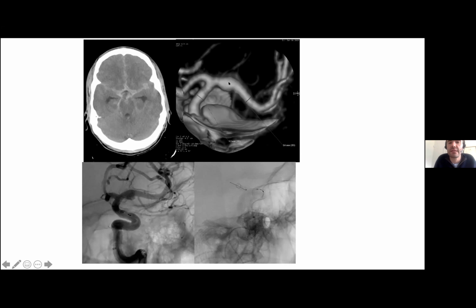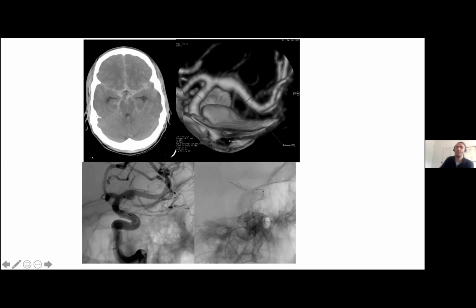If this was a classic MCA saccular aneurysm, it'd be off the bifurcation here. A lot of the time, when you get these dissections from imaging, you can see a stenosis proximal to the dilatation. So we think that what could have happened here is that this has dissected around here, created a false lumen, and then it's resulted in this aneurysm. This is the DSA that you can see here. These are really difficult to treat.